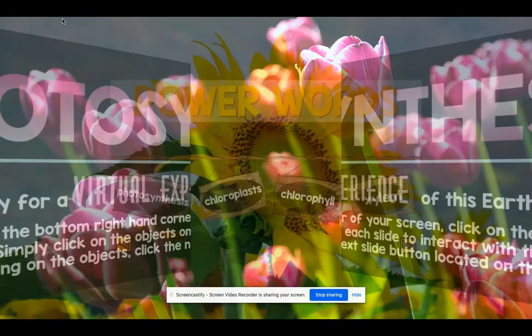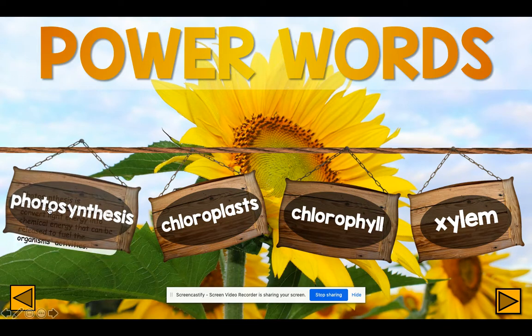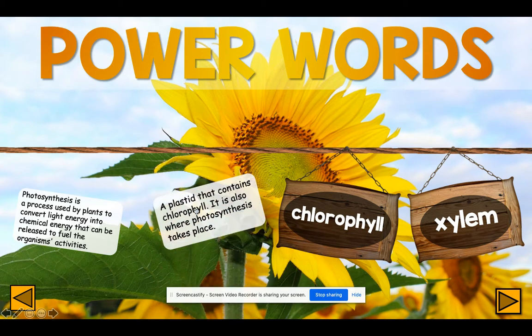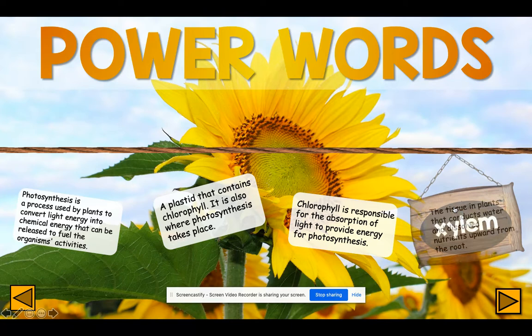So as we go through photosynthesis, some power words or popular words you're going to hear are: photosynthesis, which is a process used by plants to turn light energy into chemical energy that can be released to fuel the organism's activities. Chloroplast is a plastid that contains chlorophyll. It's where photosynthesis takes place. Chlorophyll is responsible for absorbing that light to turn that energy into photosynthesis.